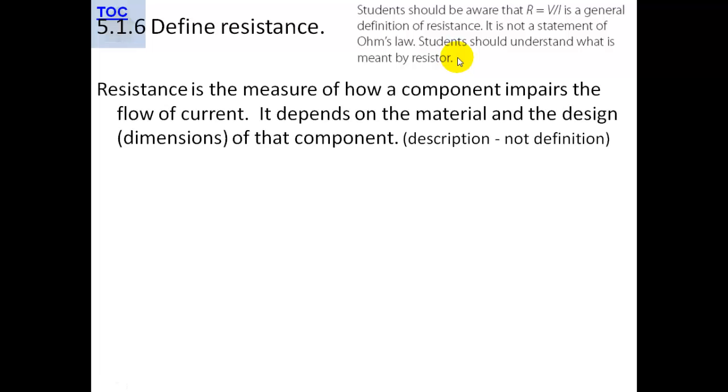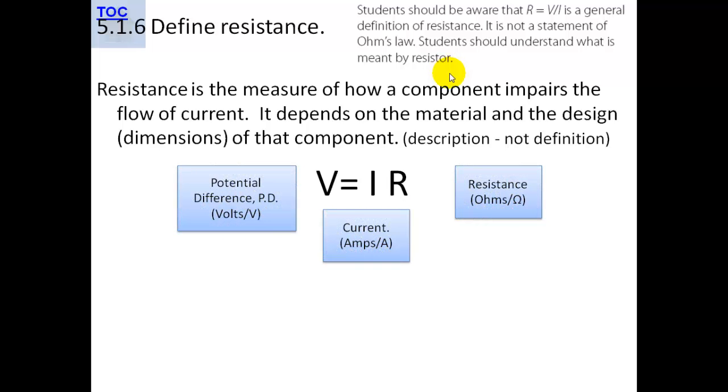So basically, what is resistance? To describe it roughly, it's the measure of how a component impairs the flow of current. The bigger the resistance, the more the current is resisted, it's impaired. And it depends on the design of the resistor, the cross-section of it, and so on. But this gives a description of what a resistor does. It doesn't give the definition. You need to know the definition.